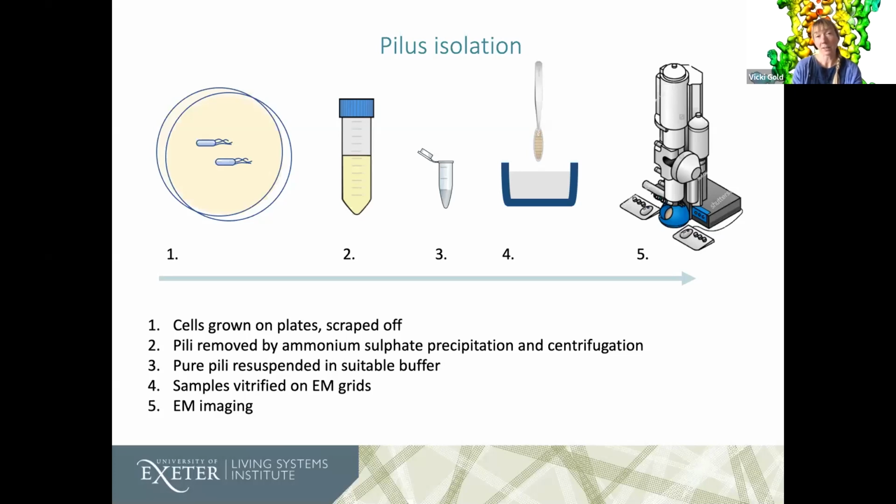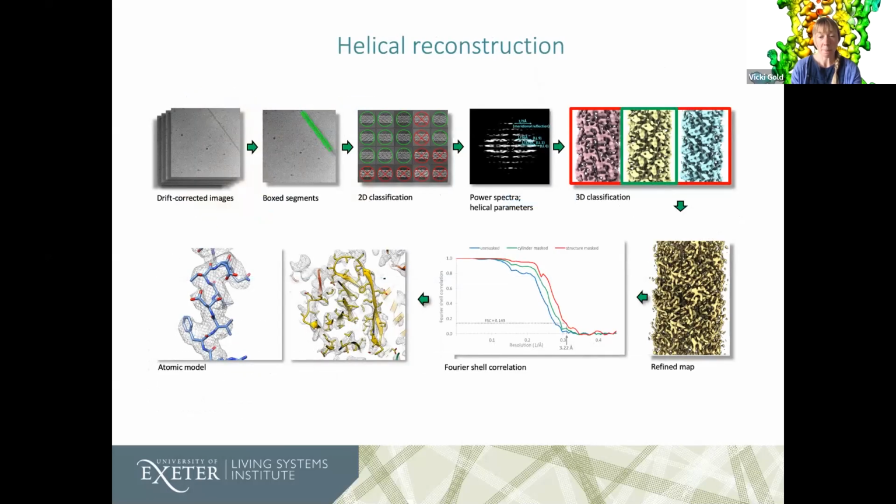So we optimized our grids in Exeter, which was the bulk of the work. We then screened them at the GW4 facility for cryo-EM in Bristol, and then we collected our final data set at EBIC on Titan Krios.